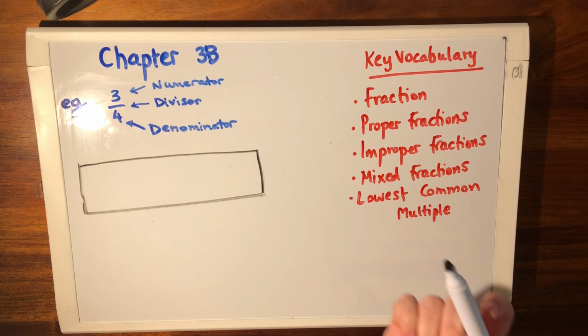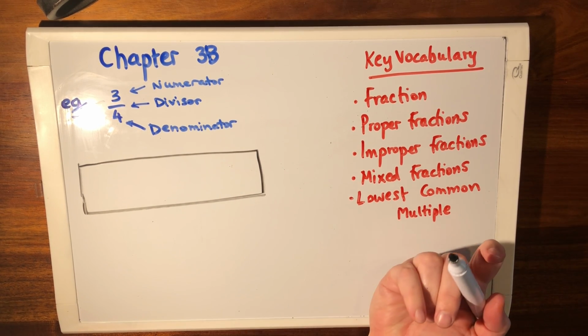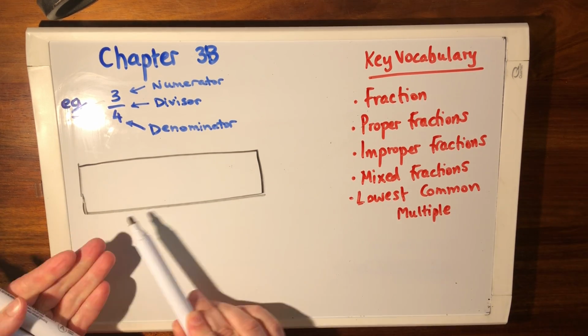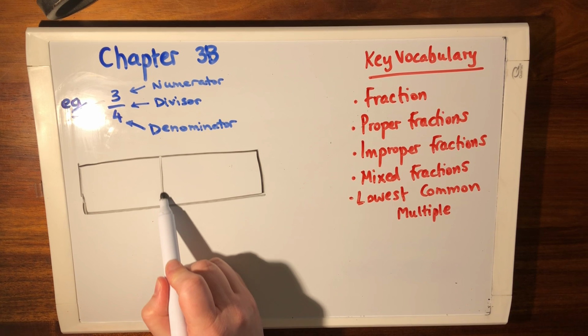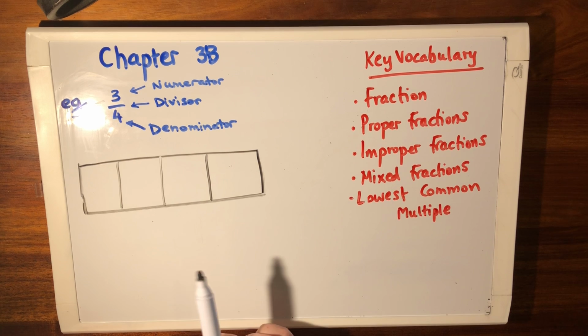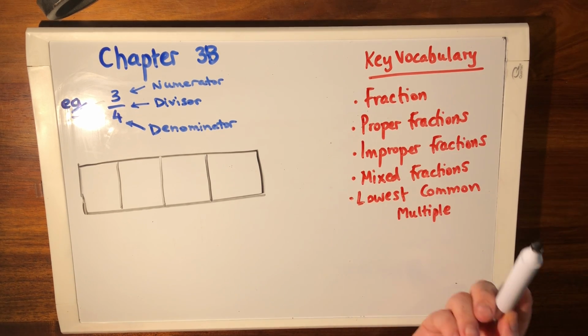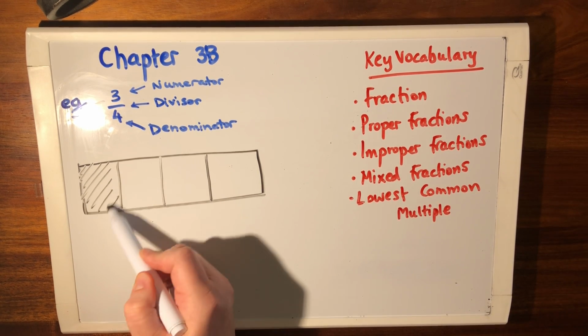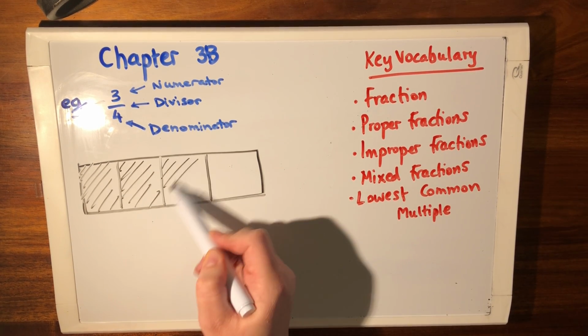When we have this example 3 over 4, what does that mean? Well, if we have a whole number, let's pretend that this is our whole, we're going to divide our whole, as equally as possible, into 4 segments. So our denominator tells us how many equal parts we need to divide our whole into. Our numerator, on the other hand, tells us how many of those segments we are actually working with. So in this case, that would be 1, 2, 3 parts.